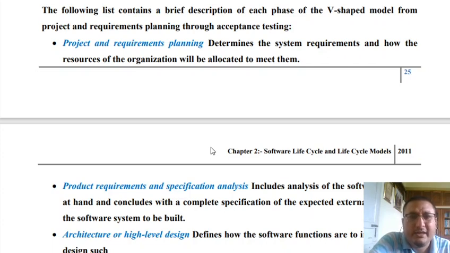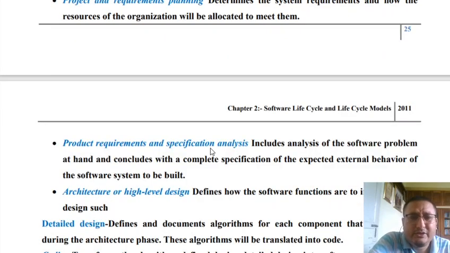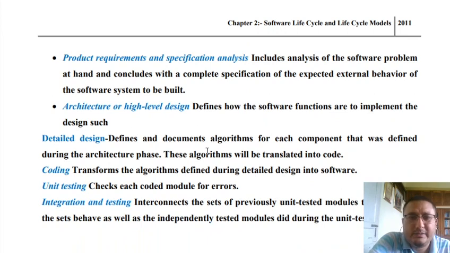Now, the various phases in a V-shaped model are as follows. The first phase is project and requirement planning. Project and requirement planning is a phase purely dedicated to determining the various requirements and the resource allocation to the requirements. The next phase is called product requirement and specification analysis. In this phase, each and every requirement that you've identified in the previous phase is completely specified, and the expected behaviors from the system are created. The third phase is architecture or high-level design.